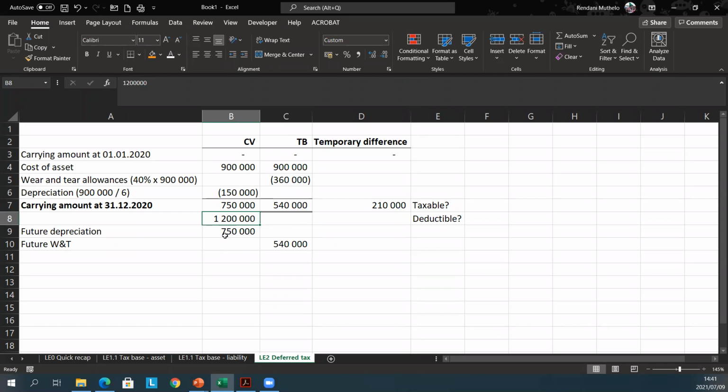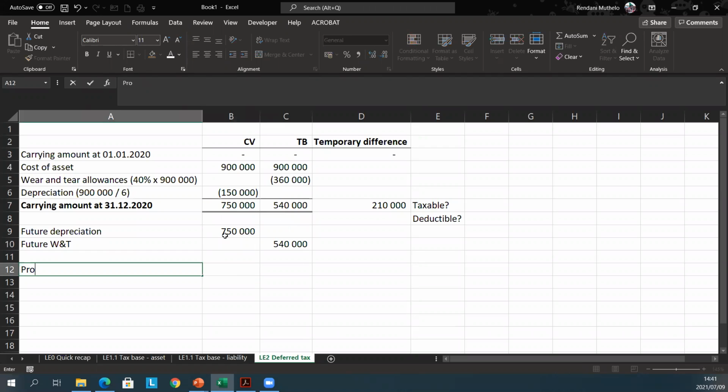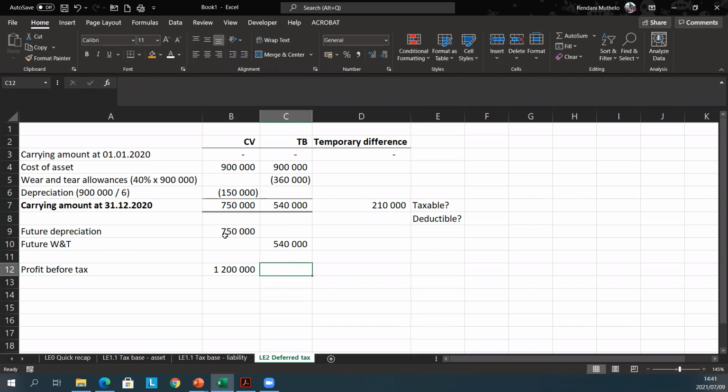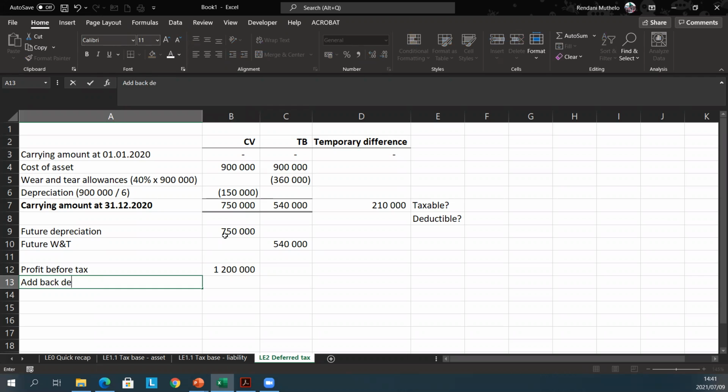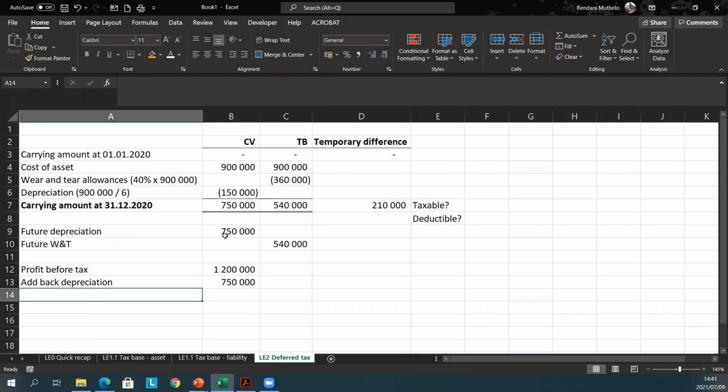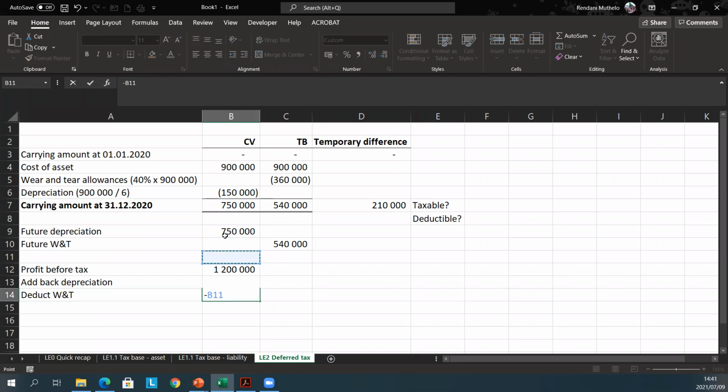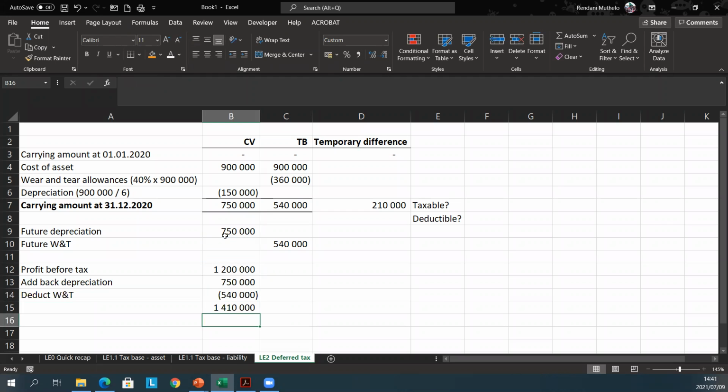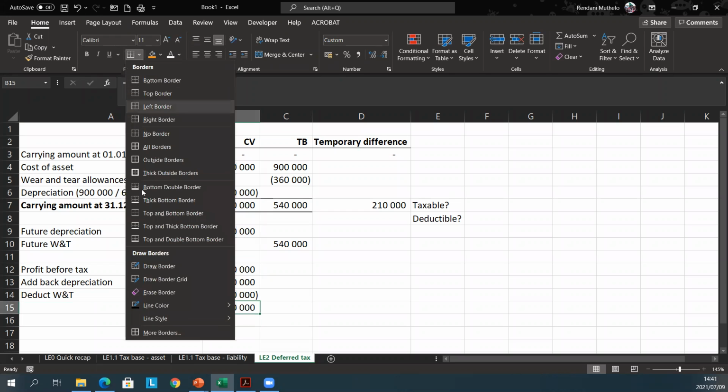So if we think about it, let's do this. They said profit before tax in future is 1.2. And we know profit before tax has included depreciation. So we will say that, but for SARS, there is no depreciation. So they will want to add back this depreciation, and they will want to deduct the wear and tear. And as a result, we have 1,410.